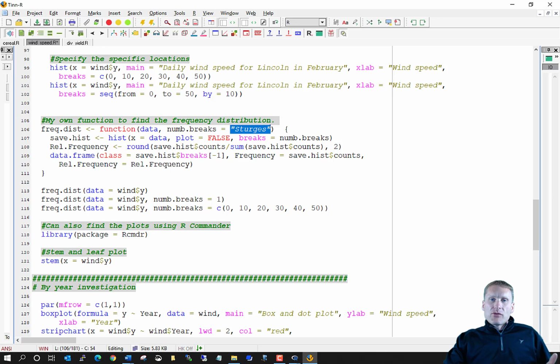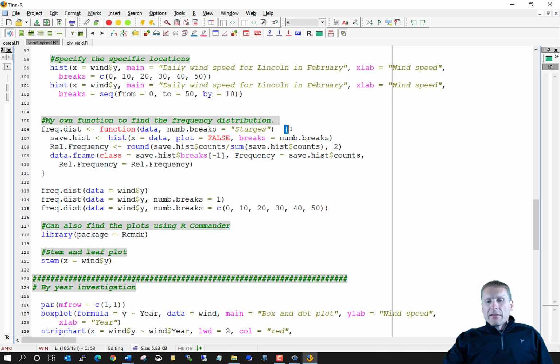Now, the actual name of the algorithm that R uses in hist to come up with these breaks is called Sturges. So since I am not specifying a particular value for num.breaks, I'm specifying a default for it to use this particular algorithm. Don't worry about the algorithm. I'll never ask you a question about it. If you want to know more about it, take a look at the help for the hist function. But I'm going to give the option to a user to change how the breaks are chosen. But if they don't want to deal with it, then let's just go with the default that would normally occur.